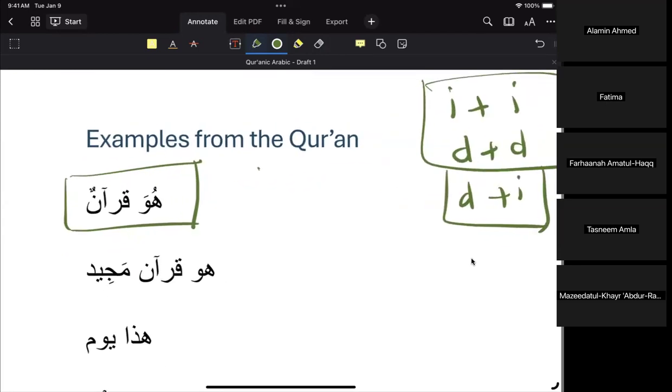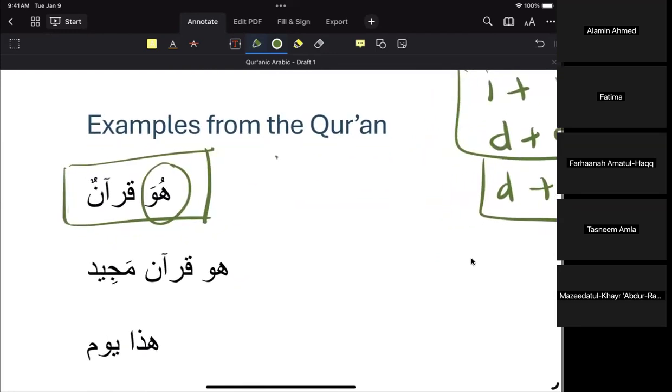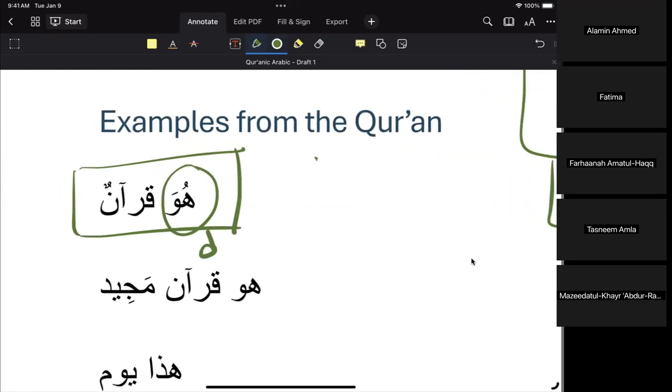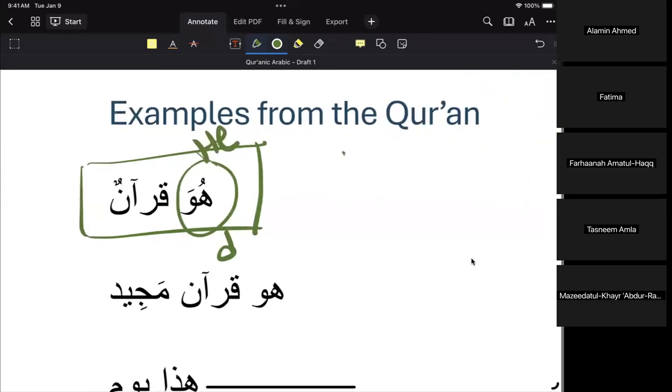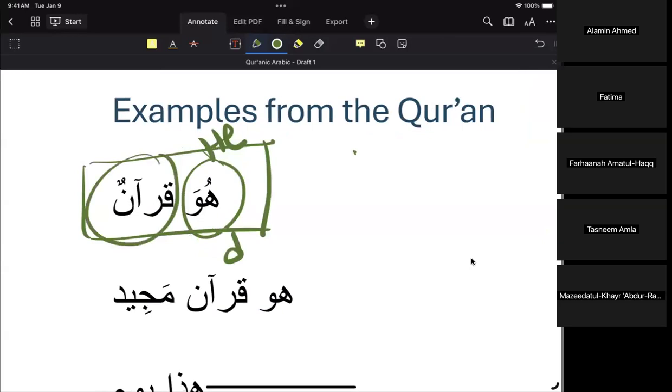So you look to the first one. Is huwa definite or indefinite? D or I? Guys? So it is definite. Huwa is a pronoun. I mentioned to you, you have to know these things. These things you must know. All pronouns are definite. Okay? And all names are also definite. So huwa is a pronoun, he. So it's definite. And Qur'an, definite or indefinite?